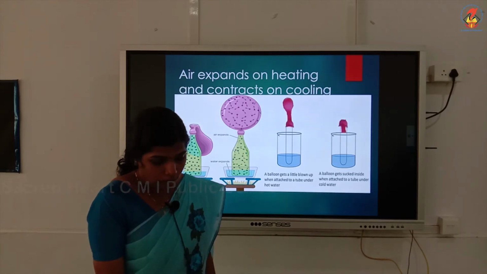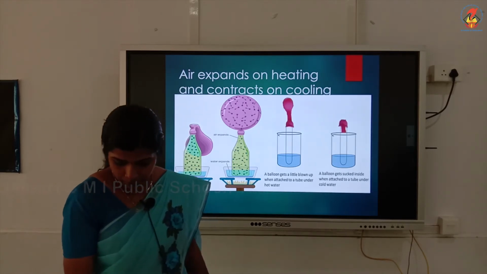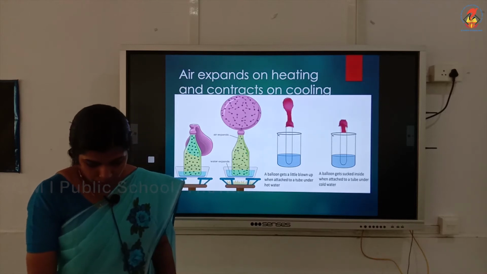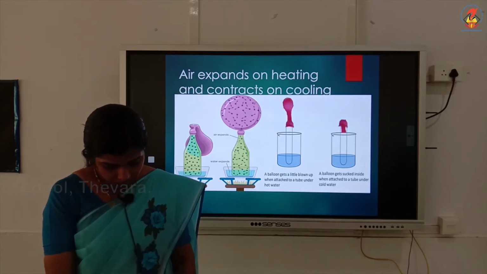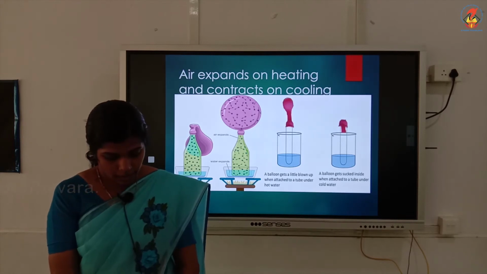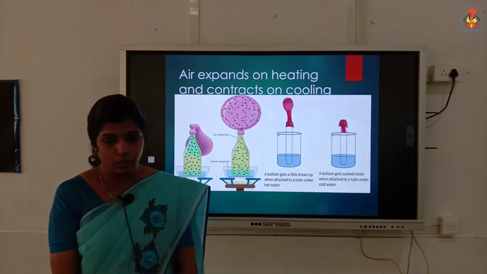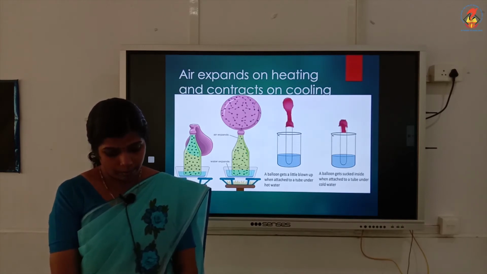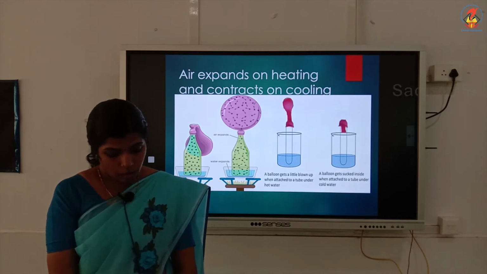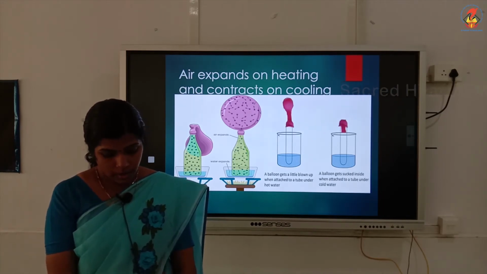Air contracts on cooling. So, take a glass bottle with a narrow neck, stretch a balloon tightly over its mouth, keep the bottle in a water basin containing hot water. What happens to the balloon? Next, keep the balloon in water basin filled with ice cubes.